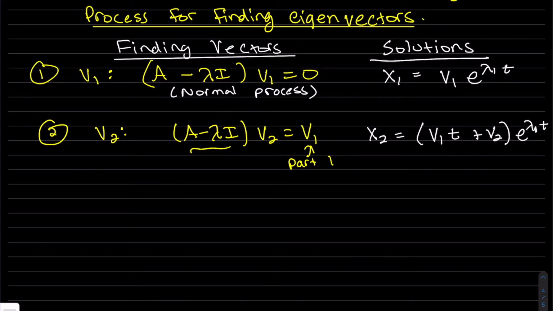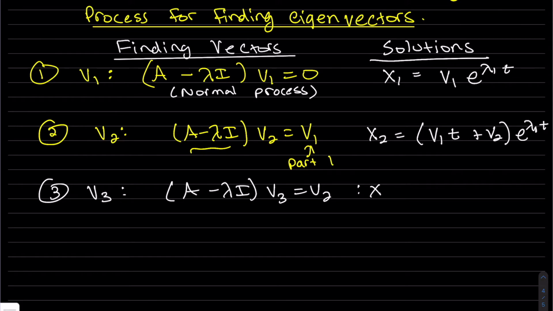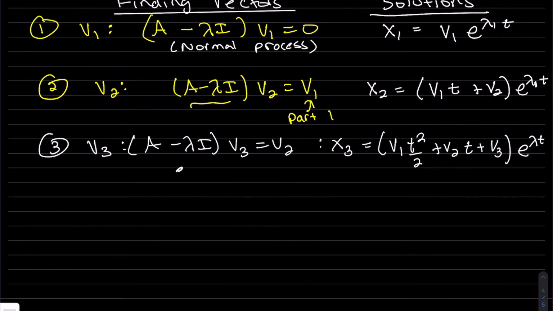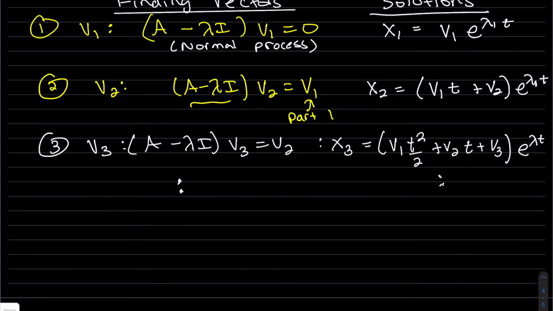Now, if it was bigger than this, the formula goes on. I wouldn't have you calculate it by hand more than once right here. But our third one, to find v3, it's A minus lambda I, v3 equals v2. But this is where it gets a little bit more complicated. And I'm not showing how to derive this, but it's not too hard to do. And so on and so on. So let's do an example.